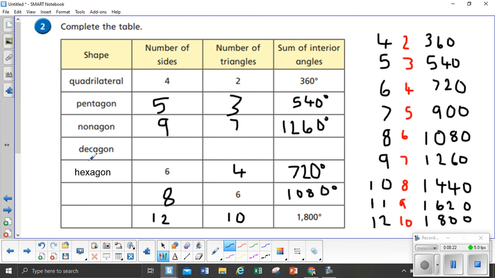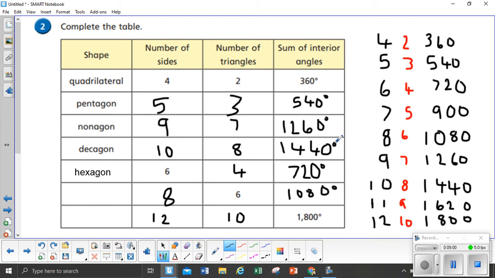And then I've got a decagon here. A decagon has got 10 sides. So if we go down this, it will also have 8 triangles, and its internal angles will be 1440 degrees. Oh, I don't like that 0. 1440 degrees.